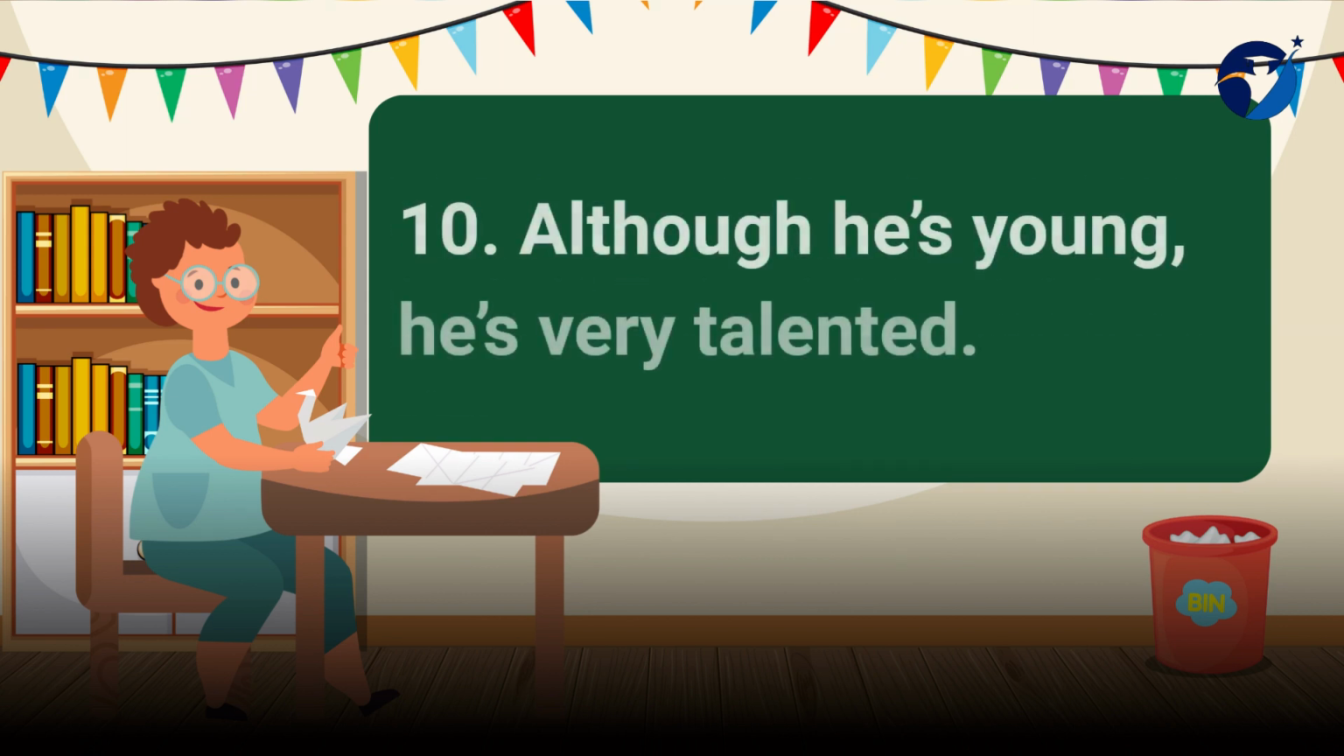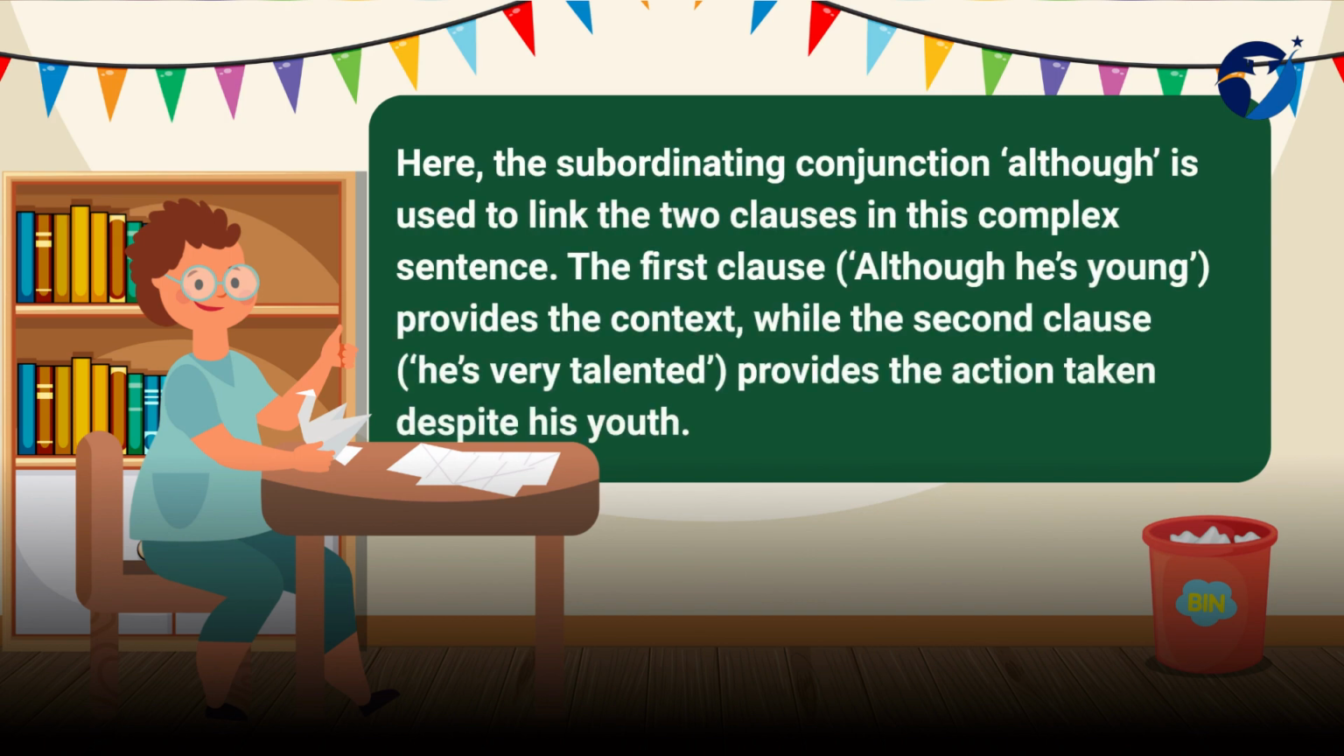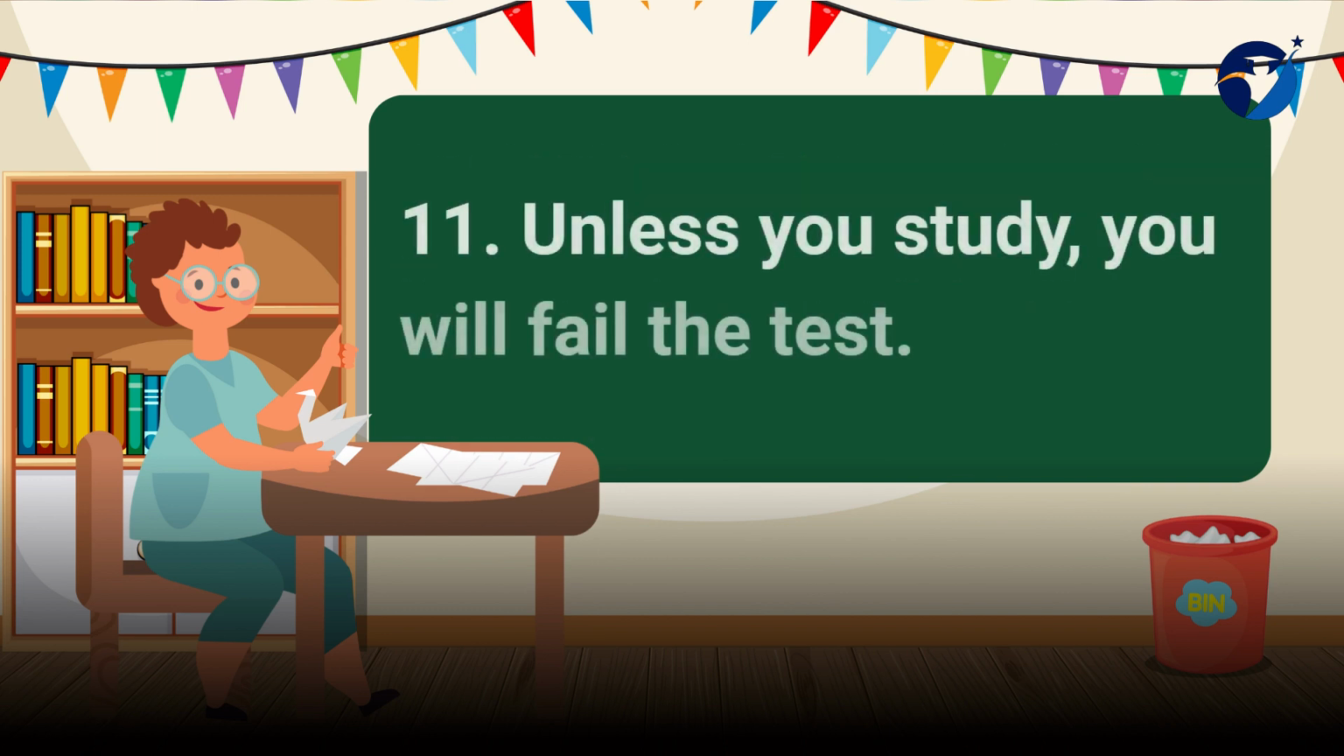10. Although he's young, he's very talented. Here, the subordinating conjunction, although, is used to link the two clauses in this complex sentence. The first clause, although he's young, provides the context, while the second clause, he's very talented, provides the action taken despite his youth.